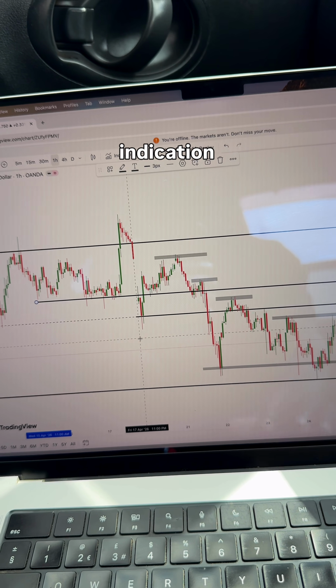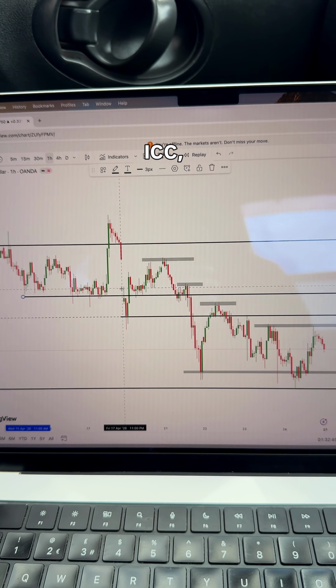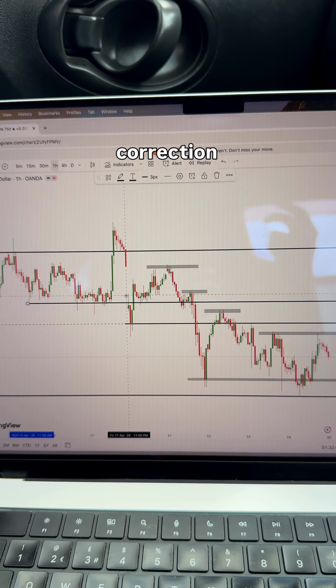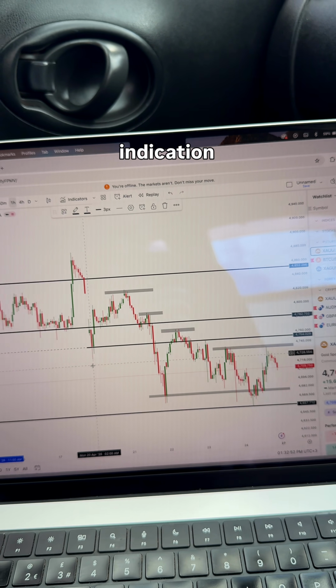This was my indication, and for everybody that knows me and for everybody that follows me, you know that I trade ICC, which is indication, correction, and continuation. So the first part of that equation is already done. We have an indication to the downside.